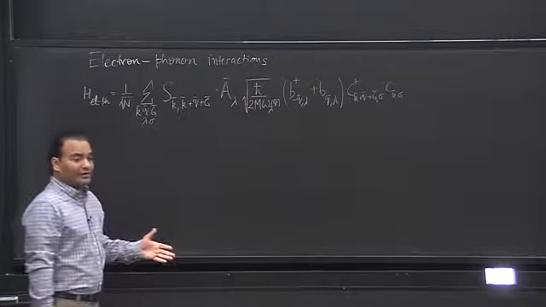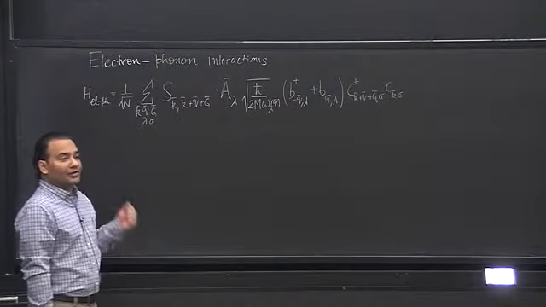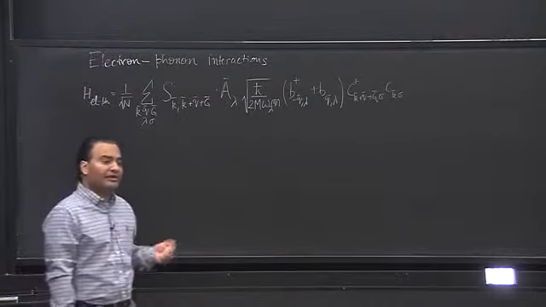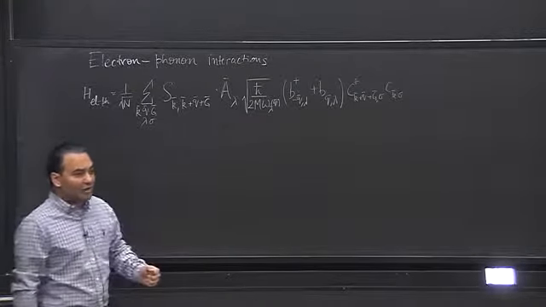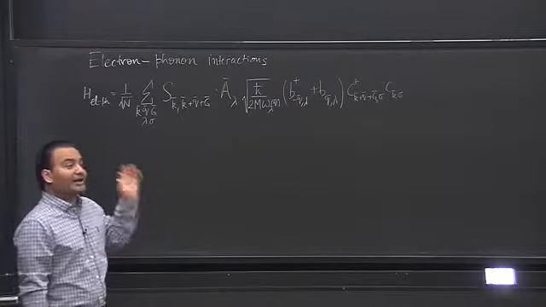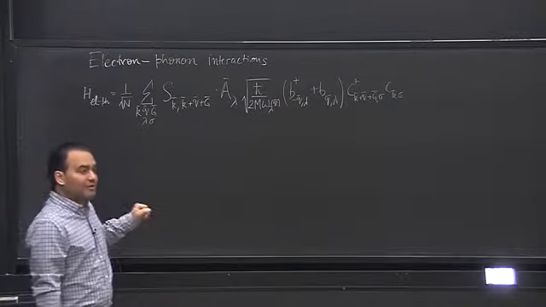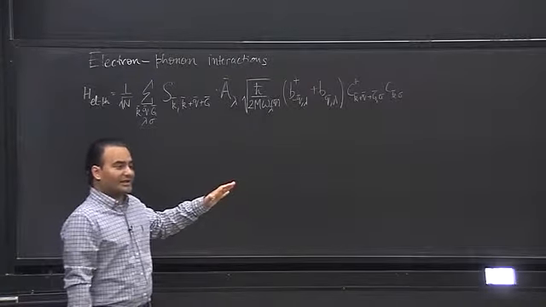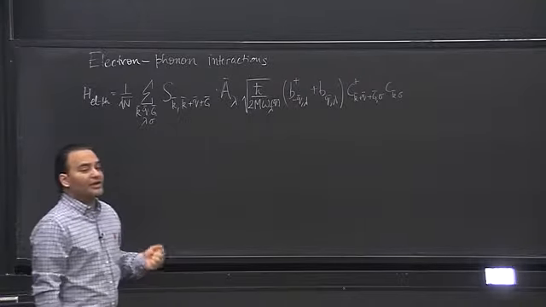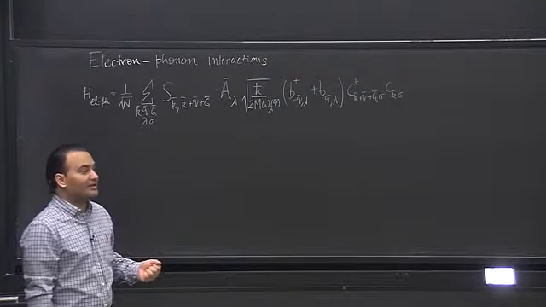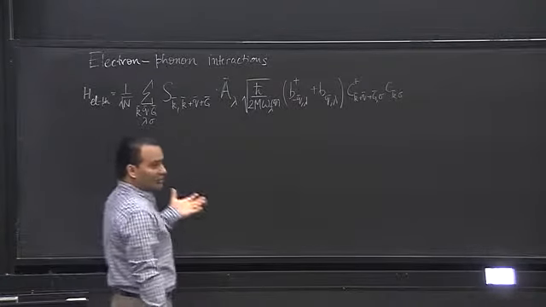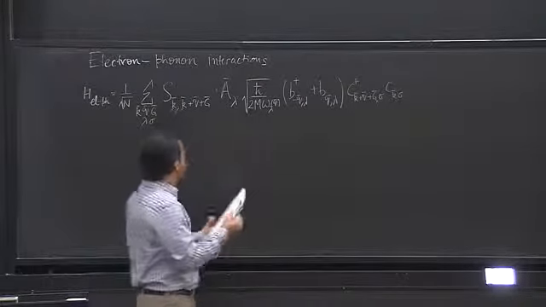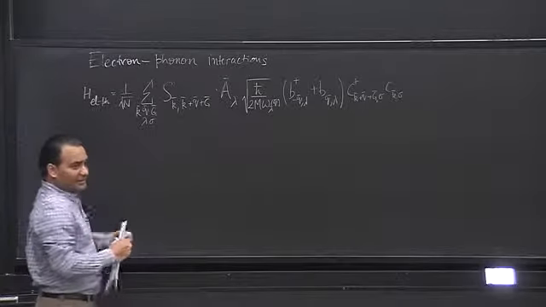Next, we are going to imagine interaction between two electrons such that one electron emits a phonon and is scattered, and the other electron absorbs this phonon and gets scattered. So effectively, you have an interaction between two electrons which is mediated by phonons. Now, this is a very general expression.